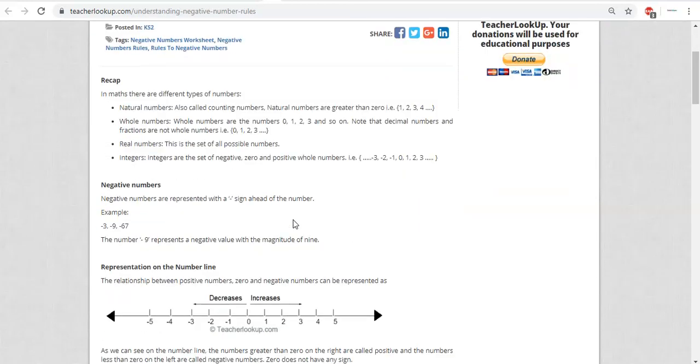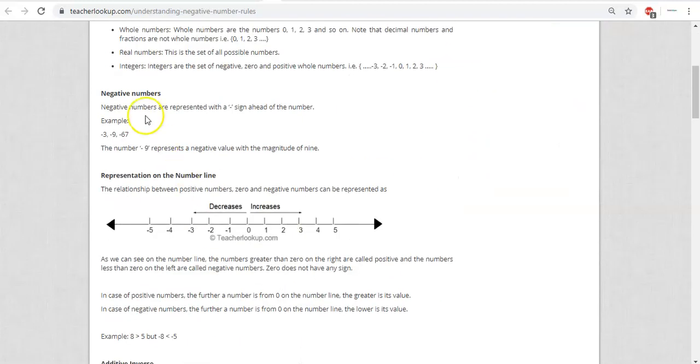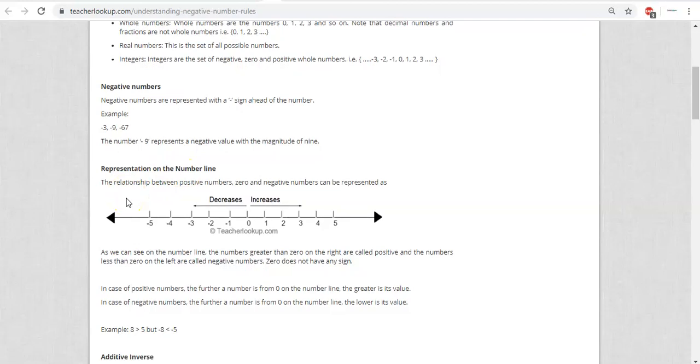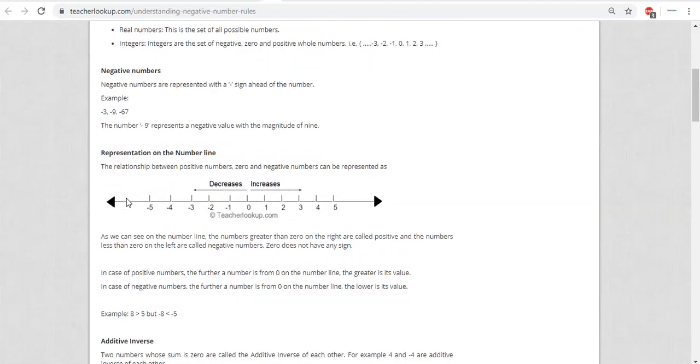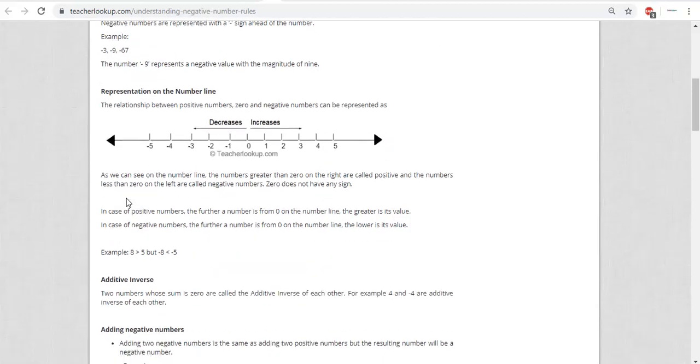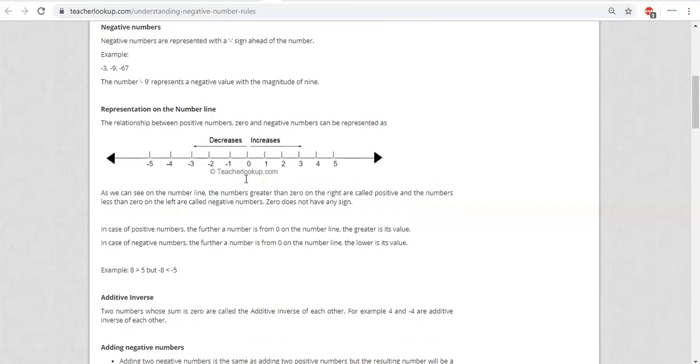So guys, we're going to speak a bit more about negative numbers today. Negative numbers are represented by a minus sign ahead of the number. Example, -3, -9, -67. The number -9 represents a negative value with the magnitude of 9. Representation on the number line. The relationship between positive numbers, 0, and negative numbers can be represented as decrease and increase over here in the number line, guys.